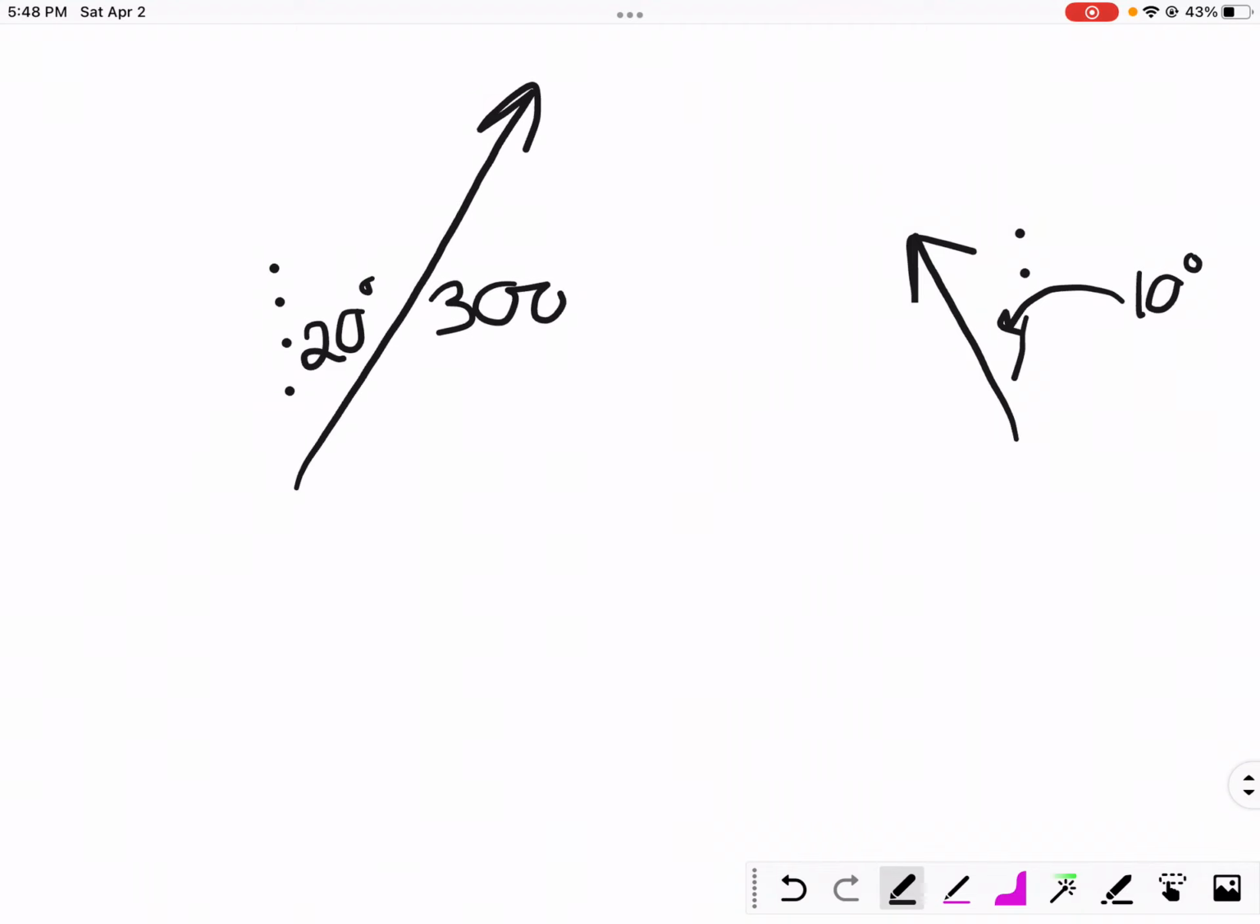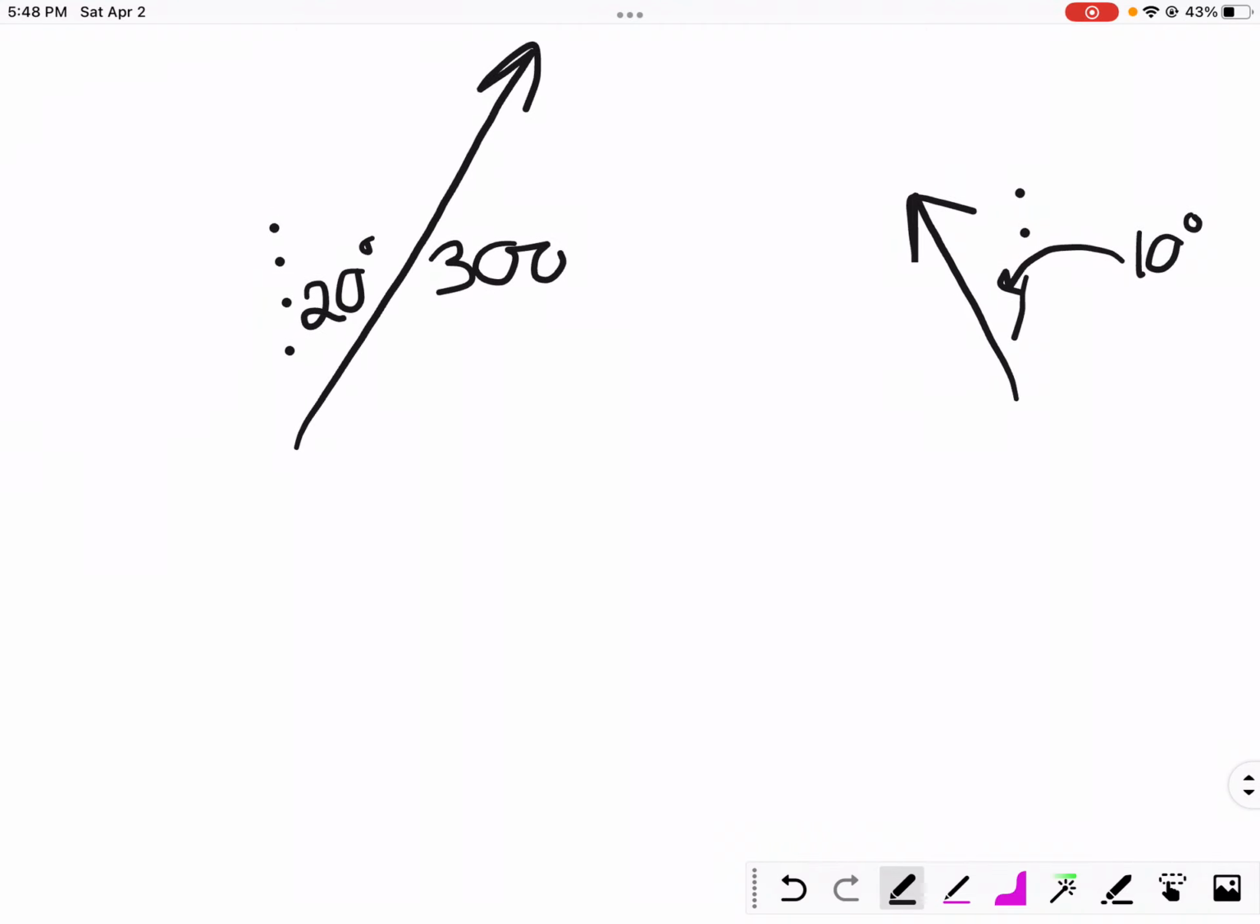This second method is going to be a little bit faster, I believe, and you can do whichever of the two you want. Basically, what we're going to do is draw these two vectors tip to tail. So I'm going to draw this one like that, and then I'm going to take the second vector and go like this.